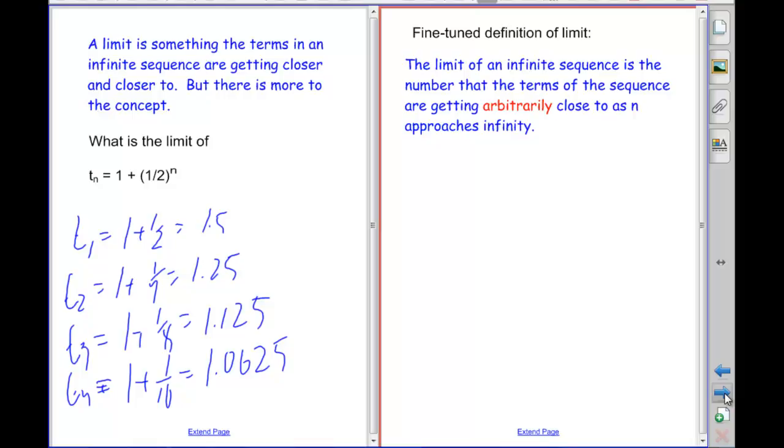So now some arbitrator can come along and pick any arbitrary positive number, and you have to get that close. So someone could say, we'll get within a millionth. As long as you go far enough out in the sequence, you will get within that millionth.